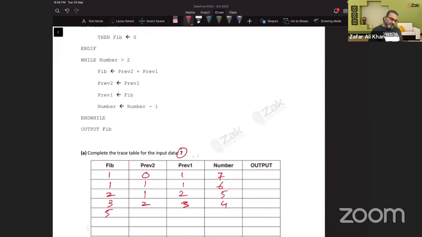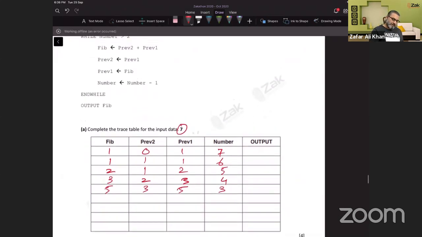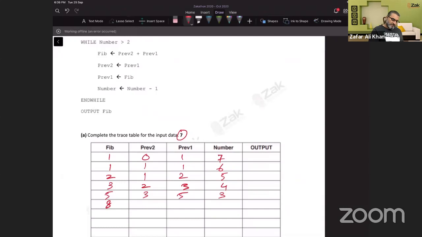Previous 2 is equal to previous 1, 3. Previous 1 is equal to Fibonacci 5. Number is equal to number minus 1, 3. It goes back, it checks if number is greater than 2. Yes, it is greater than 2. So it gets in. Fibonacci is equal to previous 2 plus previous 1. So 5 plus 3, 8.